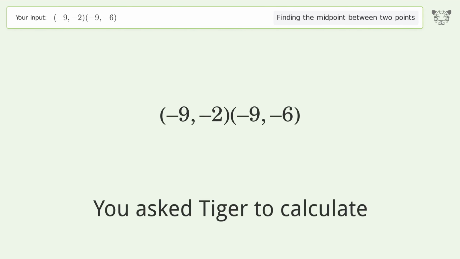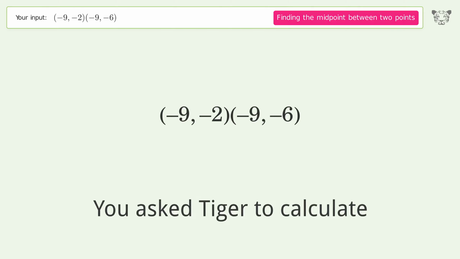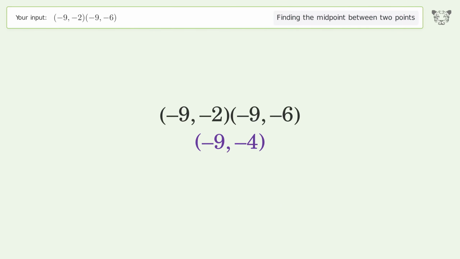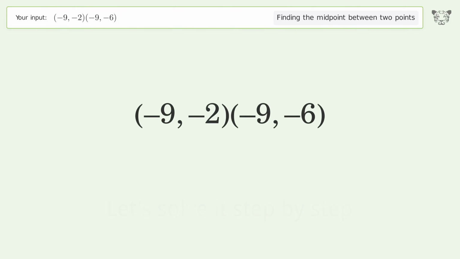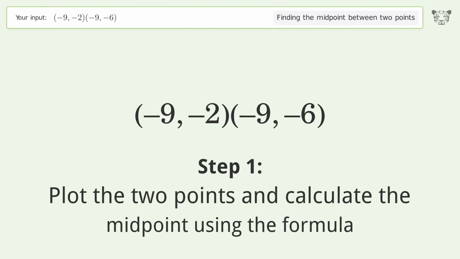You ask Tiger to calculate. This deals with finding the midpoint between 2 points. The midpoint between the 2 points is -9, -4. Let's solve it step by step. Plot the 2 points and calculate the midpoint using the formula.